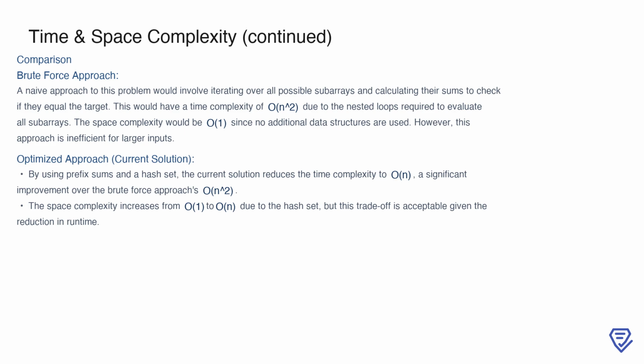In contrast, the optimized solution leverages prefix sums and a hash set, reducing the time complexity to O(n), which is a significant improvement. While the space complexity increases from O(1) to O(n) due to the use of the hash set, this trade-off is worthwhile because of the dramatic reduction in runtime.